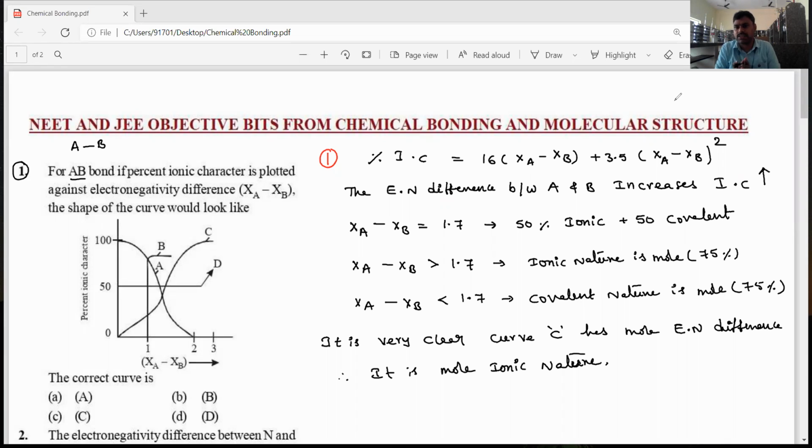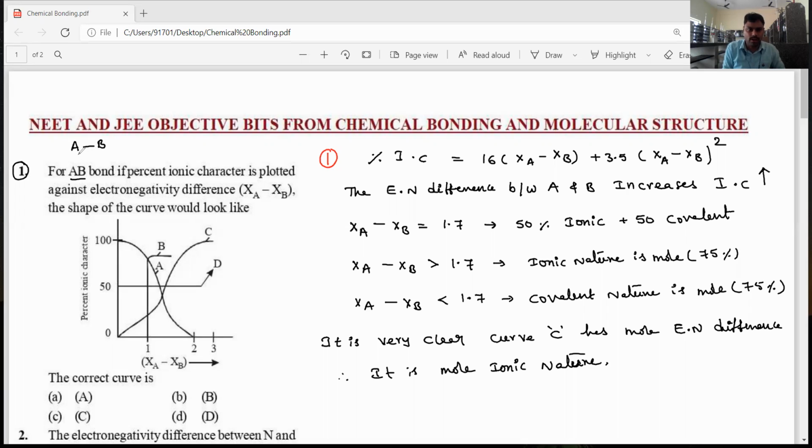Okay, and this chapter is very important for the NEET exam or JEE exam or MHT CET, whatever the exam. This chapter is very important. Okay students, let's see the first question, dear students. An AB bond is given.